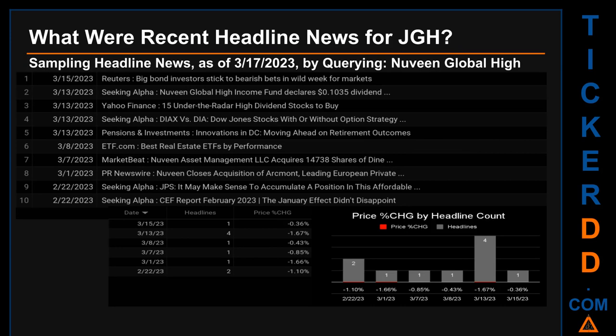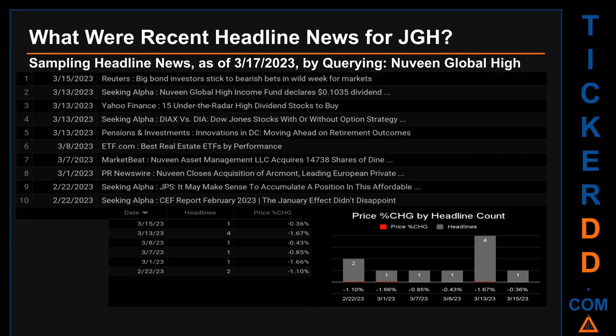The latest publication was Wednesday, March 15, 2023, when Reuters published the headline that read, "Big bond investors stick to bearish bets in wild week for markets." The oldest publication was on Wednesday, February 22, 2023, 1 month and 23 days ago, when Seeking Alpha published the headline that read, "JPS. It may make sense to accumulate a position in this affordable." One other headline was found on this oldest publication date. Seeking Alpha published the headline that read, "CEF Report February 2023, the January effect didn't disappoint."